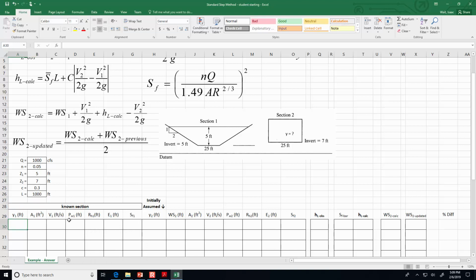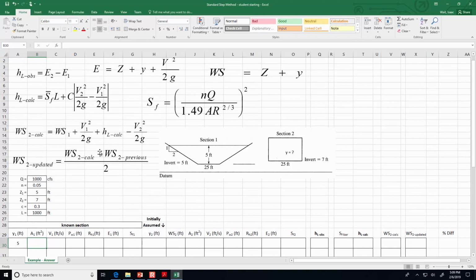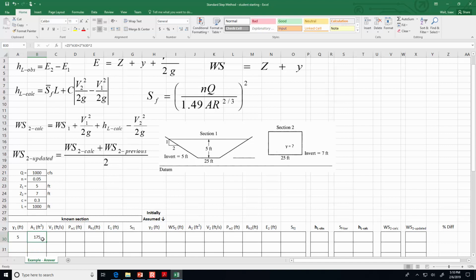Okay, so at location 1, we know that the water depth is 5 feet deep, and so for the cross-sectional area of that water depth, we're going to use the equation I wrote on the board, where it's 25y plus 2y squared for the cross-sectional area. So equals 25 times the depth plus 2 times the depth squared. Okay. So the cross-sectional area is 175. I guess we could have just typed that in because it was solved for on the whiteboard somewhere.